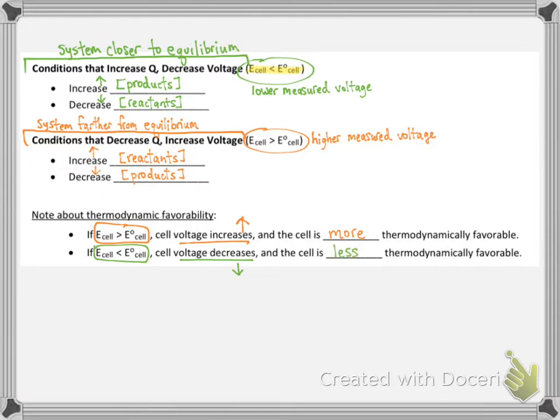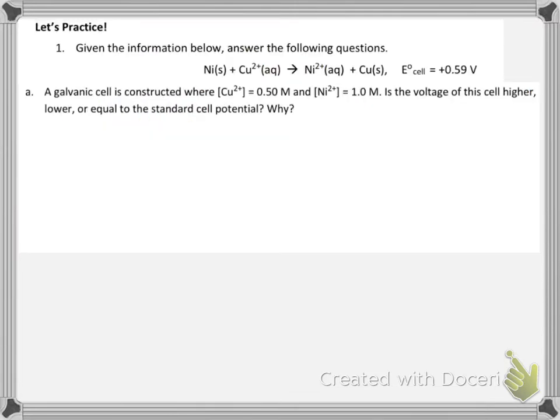Let's take a look at the type of problems you might be asked about this kind of stuff. In this particular problem, they're giving you your balanced redox reaction, and they gave you the cell potential under standard conditions. And then they said, okay, well, you're going to make a galvanic cell like this.